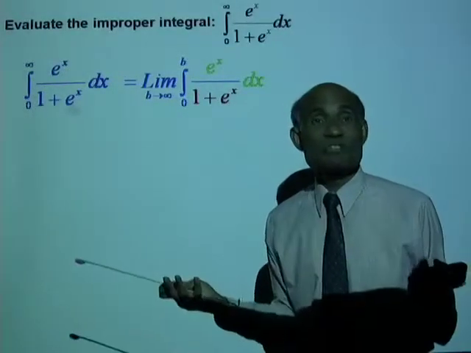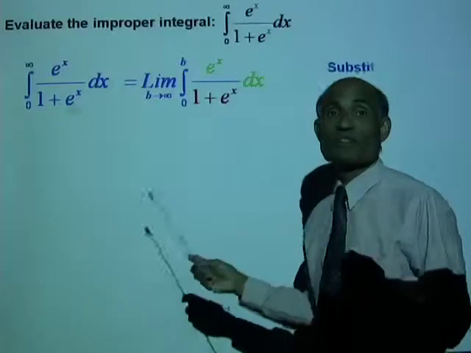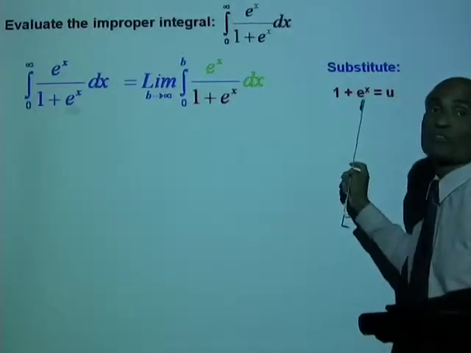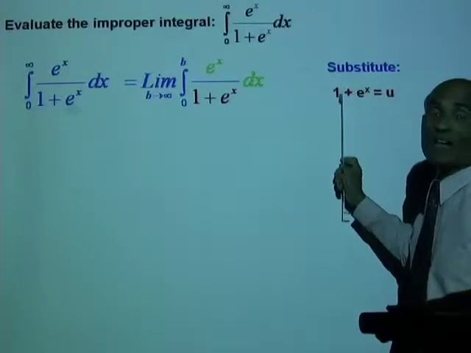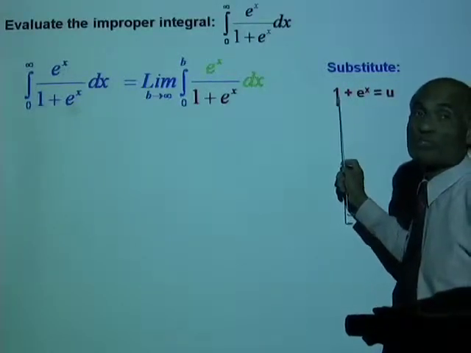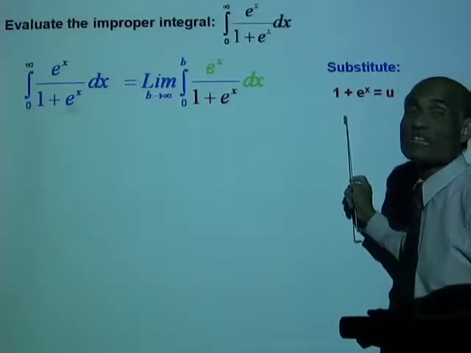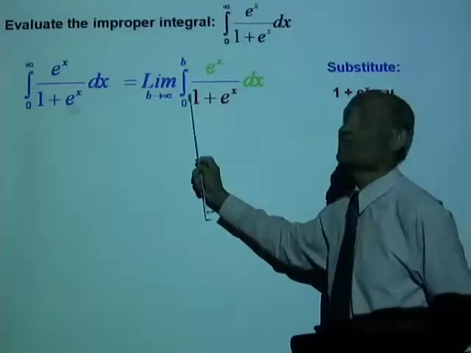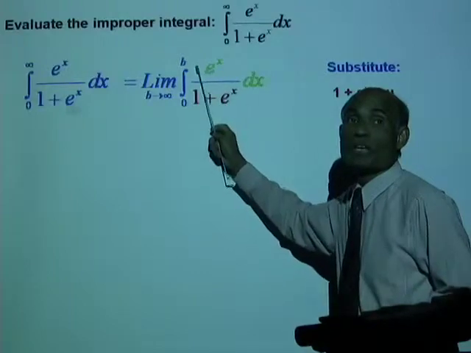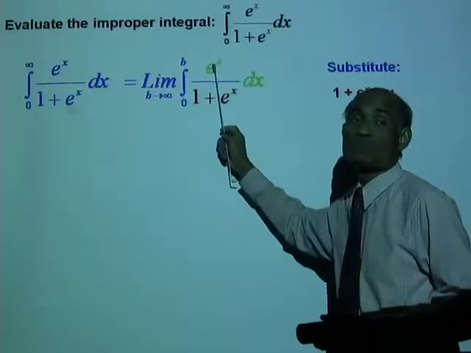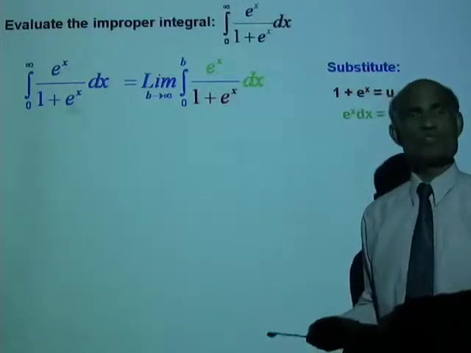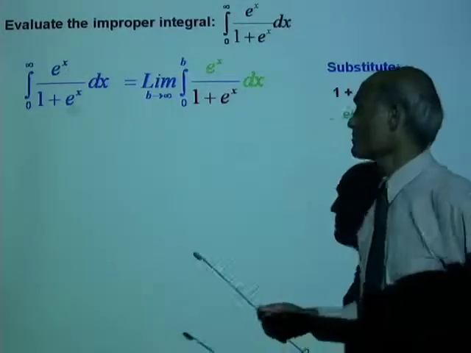It's a simple substitution. What is a substitution? We substitute 1 plus e to the power of x equal to u and take the differential. The differential of the left hand side is e to the power of x dx equal to du. So when this becomes u, e to the power of x dx becomes du. I know this method must be now very familiar to you, and you must now feel very comfortable doing it.